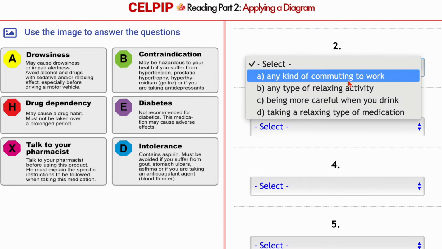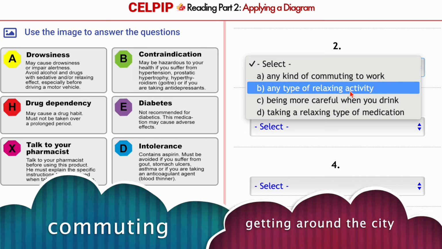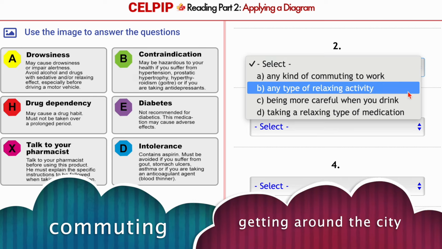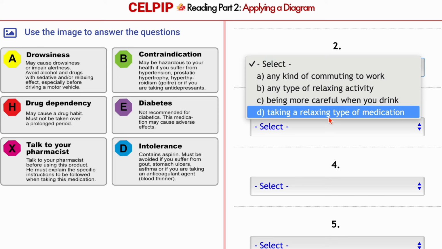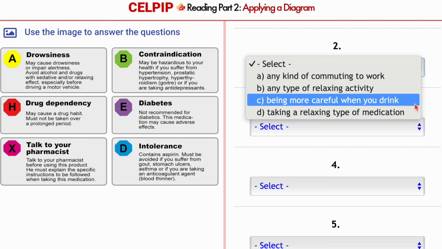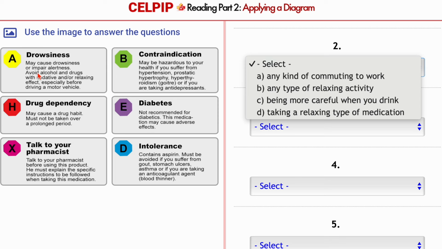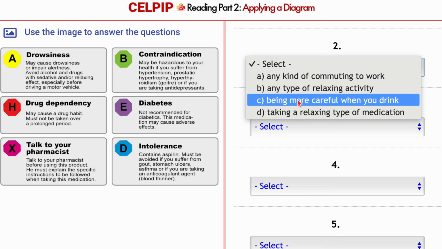Any kind of commuting to work. Commuting means traveling. Any type of relaxing activity. Being more careful when you drink. Taking a relaxing type of medication. So you should certainly avoid... I can tell you it's not C, avoid being more careful, because actually it tells us avoid alcohol. It says avoid alcohol. But avoid being careful? No, we need to avoid alcohol. So not C.